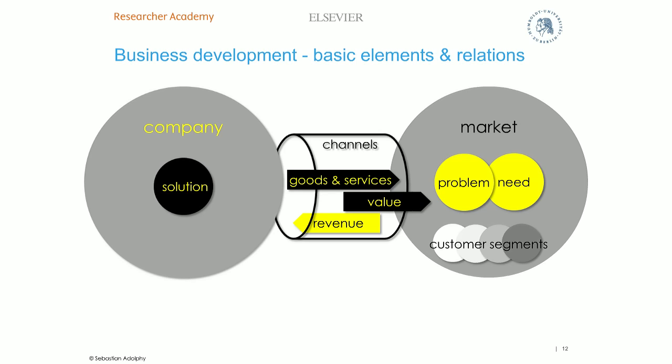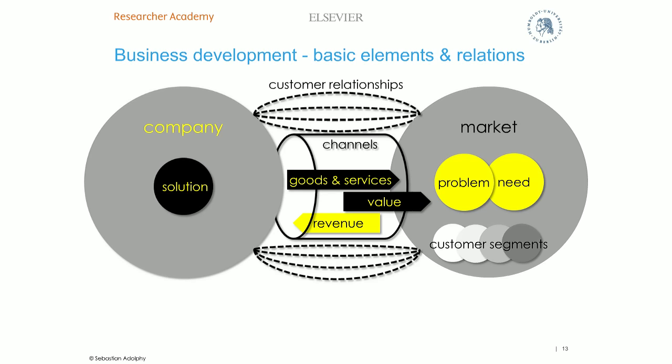Besides the channels, there are also other relations you will have to your customer, or you should have to your customer. The channels mainly describe the sales process and the relations you have within this sales process, but outside you will have to build and maintain customer relationships in order to have good relationships to your customers, and this is also part of your business model.